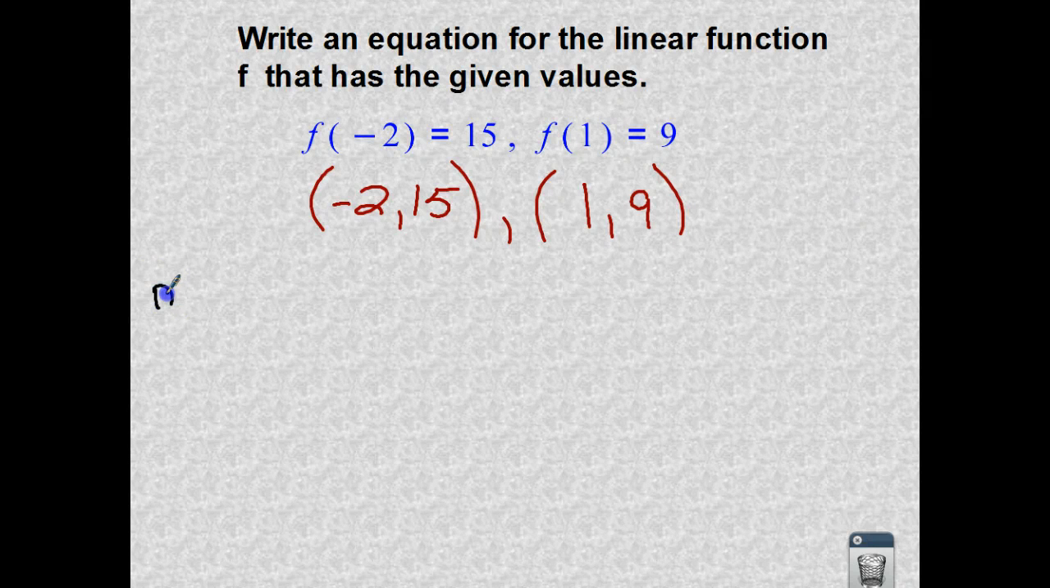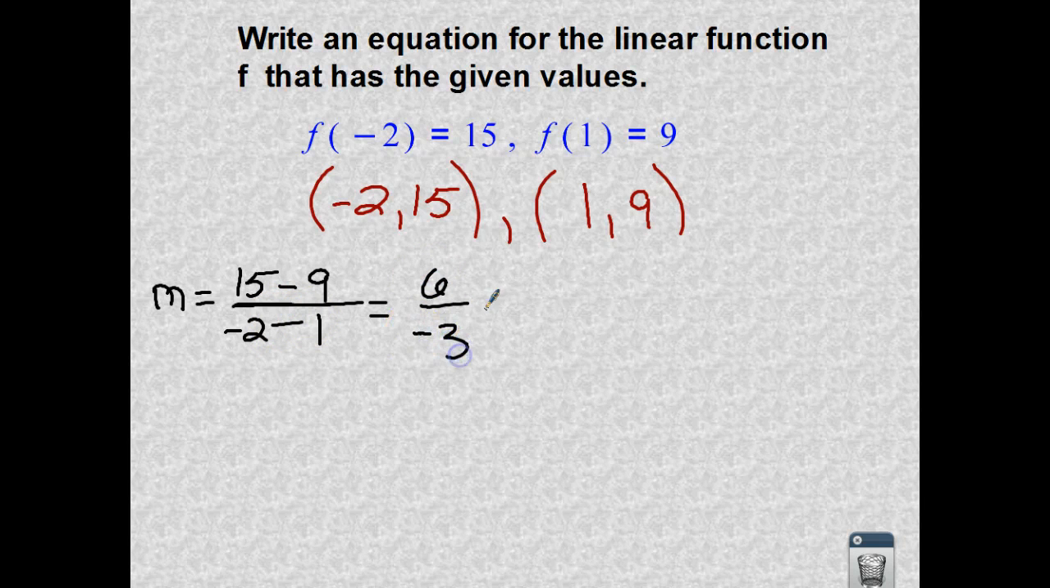Okay, so m is going to equal the change in the y over the change in the x. I'll pick out a random starting point, and let's go with the 15, take away 9, and the -2, take away the 1. So what do we have here? We have 6 over -3, which is a slope of -2.